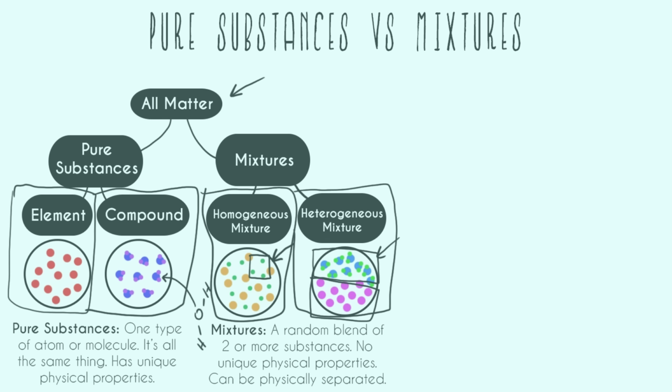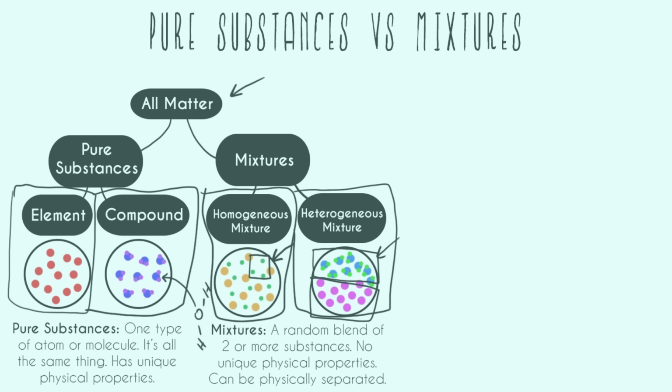And then another thing for this is that we could have a mixture that's 50-50, we could have a mixture that's 60-40, 90-10. So it can't have these unique physical properties because there could be many different variations of that mixture. All right, and then the last one is that it can be physically separated.